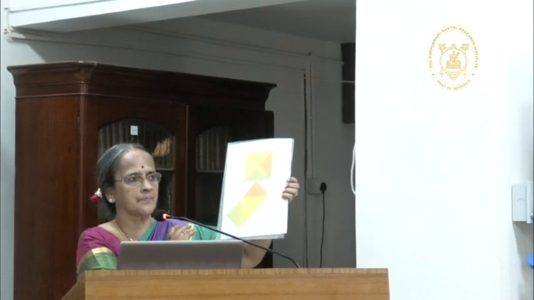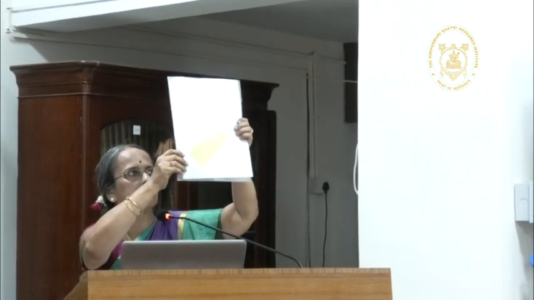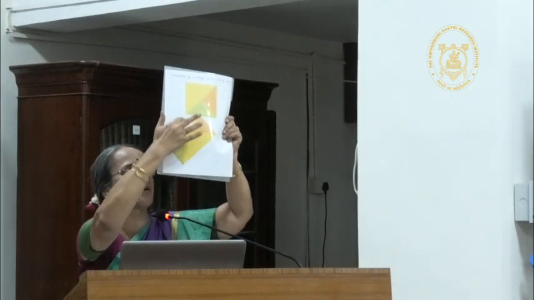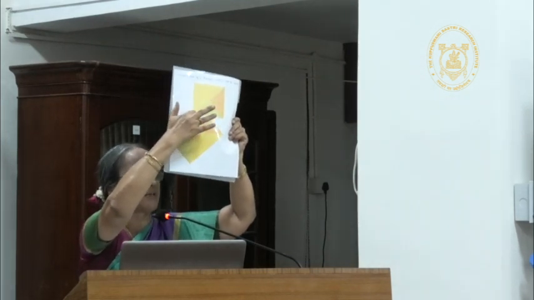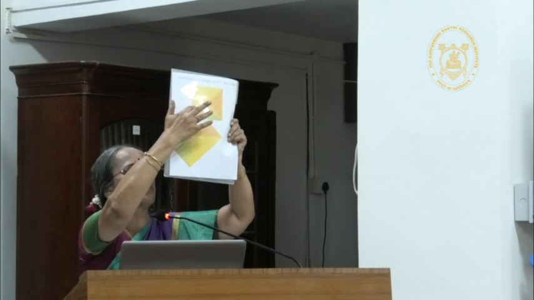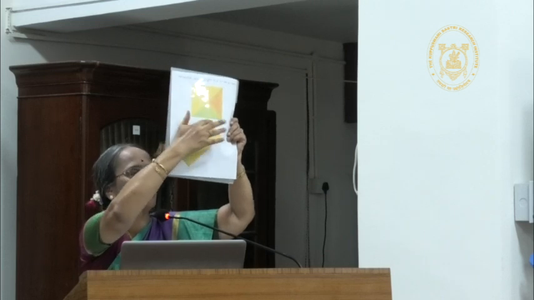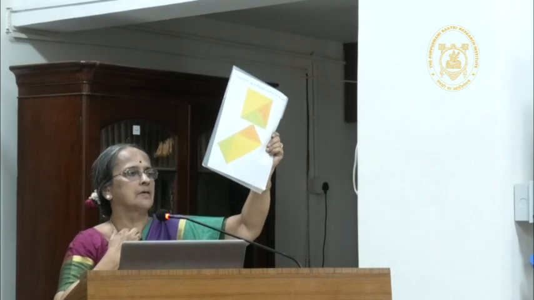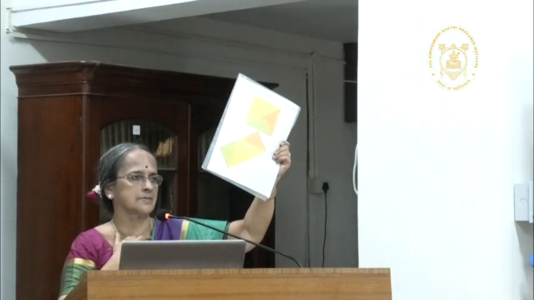Like this, there are a lot of them. This is a given square, you have to convert it into a rectangle of equal area. You can make it into four parts. This part you move here and this part you put here, and it becomes a rectangle of equal area. Like this, there are a lot of constructions given in the Shulba Sutras.